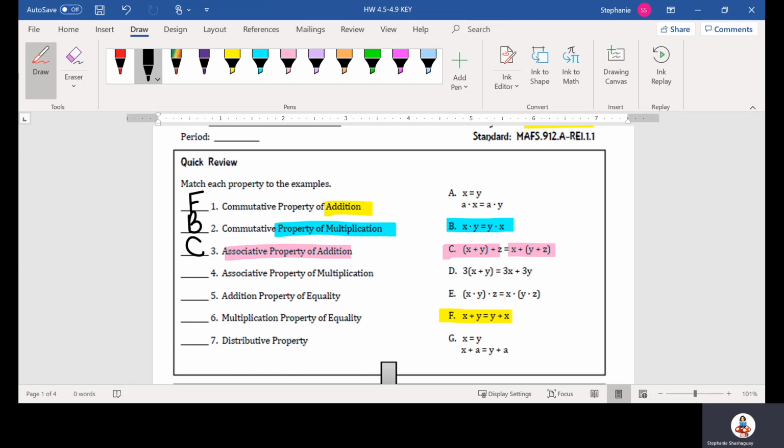Associative property of multiplication. Okay, same concept. We're just associating the numbers with different numbers. So we're going to look for something with parentheses. So that leaves D and E. But E is the one that's talking about associative property of multiplication, because if you look at it here, the x and y are associated first and then multiplied by z. And then in the second part, it says x multiplied by y times z, but you're still going to end up with the same answer because of the associative property of multiplication.